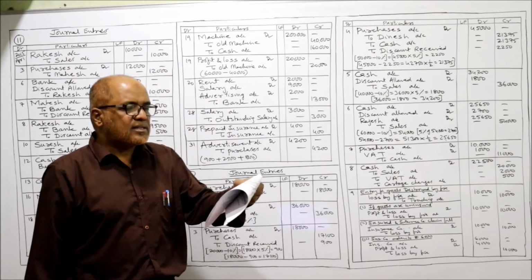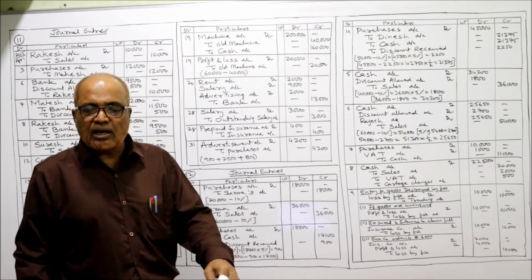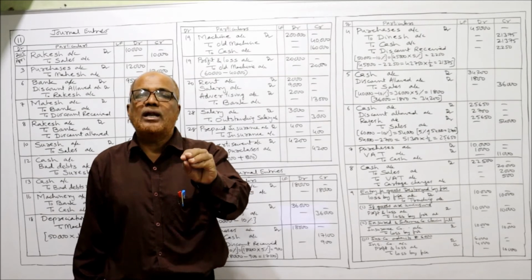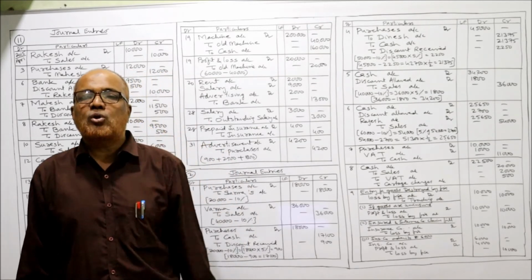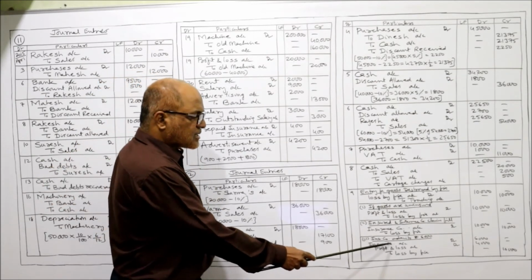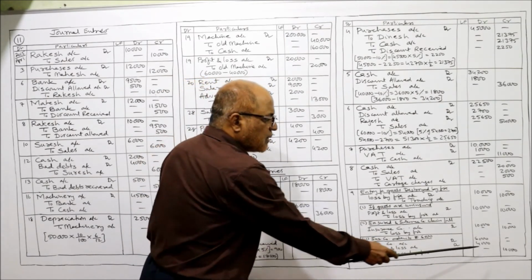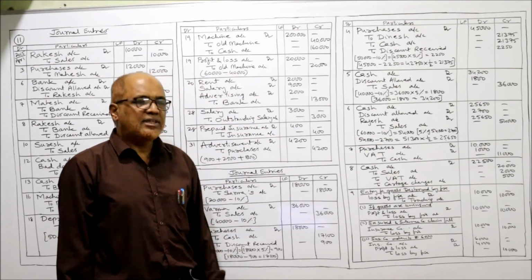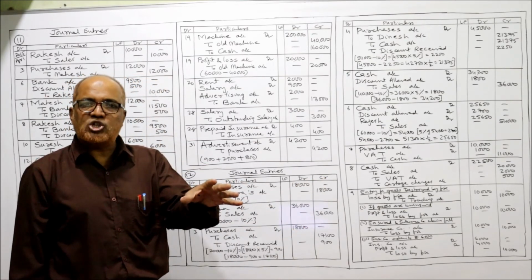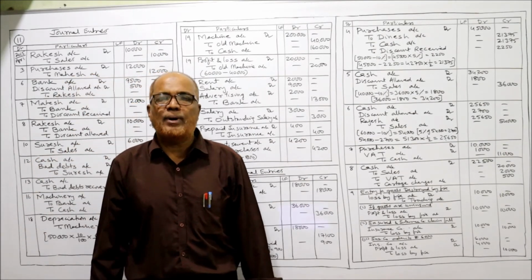Third, insurance company admitted the claim to the extent of 6,000. So the total loss is 10,000, but the insurance company has agreed to pay only 6,000. So remaining 4,000 rupees should be charged to profit and loss account. So entry will be insurance company account debit 6,000, profit and loss account debit 4,000 to loss by fire 10,000. These are the 3 different situations. If uninsured, not insured, fully insured or partly insured. That's all. So this is the end of problem number 12.